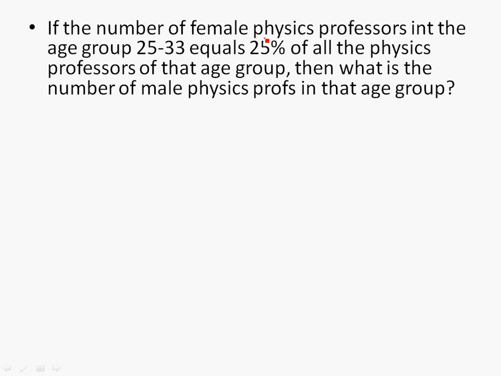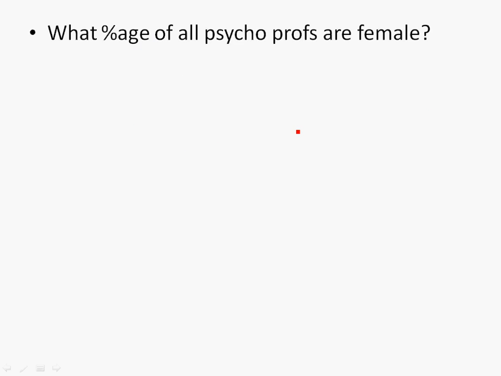This one is slightly complicated, the only complicated question in this set. If the number of female professors in the age group of 25 to 33 is 25% of all the physics professors in that age group, then what is the number of male physics profs in that age group? So in 25 to 33, 25% are females and 75% are males. We have to find the number of male profs.